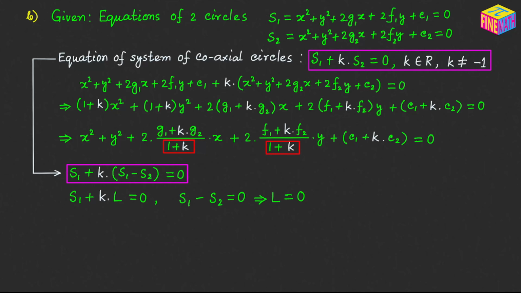We are now going to review an indirect proof of the fact that S1 plus k times S2 equals 0 in fact would represent the equation of the system of coaxial circles. So let's take a look at that proof.